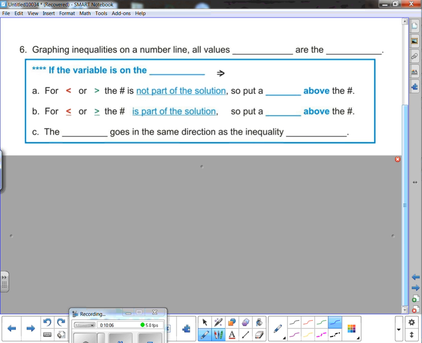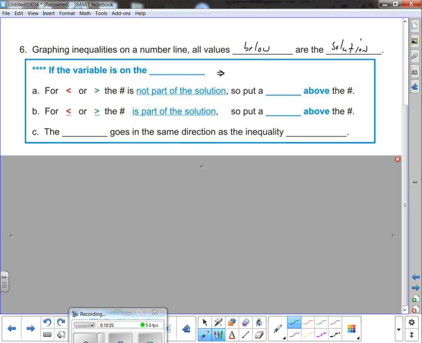All right, let's think about graphing inequalities on a number line, and applies all values. Now look, here's the key, and I'll show you this in a moment when we do one. But all values below are the solution.